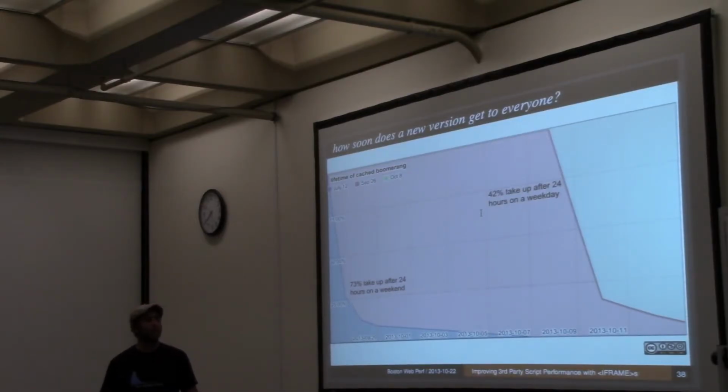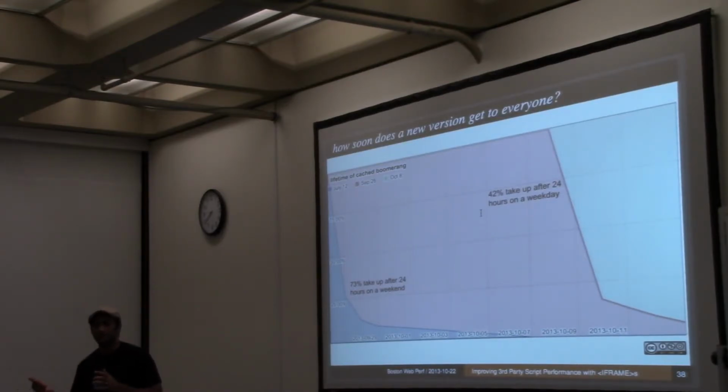People visit different sites on the weekend than on a weekday, and therefore there's probably 7 days between the sites that you visit on weekends. So your cache is probably stale by then. On weekdays, you might be visiting the same sites every day, so your cache is more likely to be just 24 hours old rather than 7 days old. That's the most likely possibility.